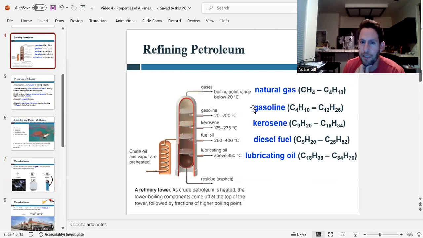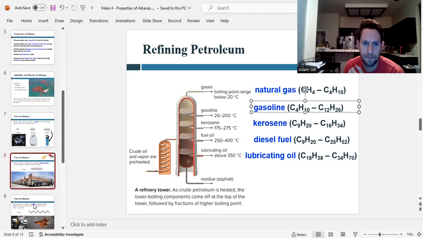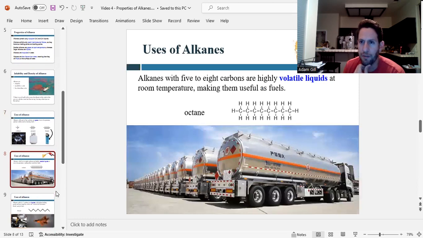So the next fraction is gasoline. So anything from 4 to 12 carbons. And so everybody's familiar with gasoline, right? This is what we use for fuel in our cars. So we ship this out in giant containers to gas stations, and then you pump it into your cars.